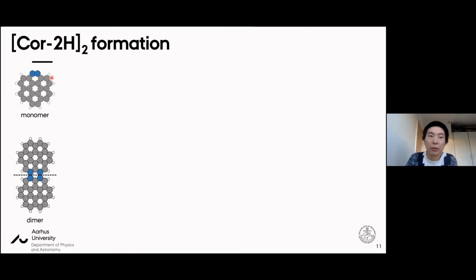If we look at the monomer structure, it actually has the carbon-carbon triple bond here. So the two missing hydrogens are located next to each other. And if we directly combine these two structures like this, it will form four-membered rings. But the most stable dimer structure is another scenario. It's from six-membered rings, which means hydrogen transfer might happen during the dimerization.